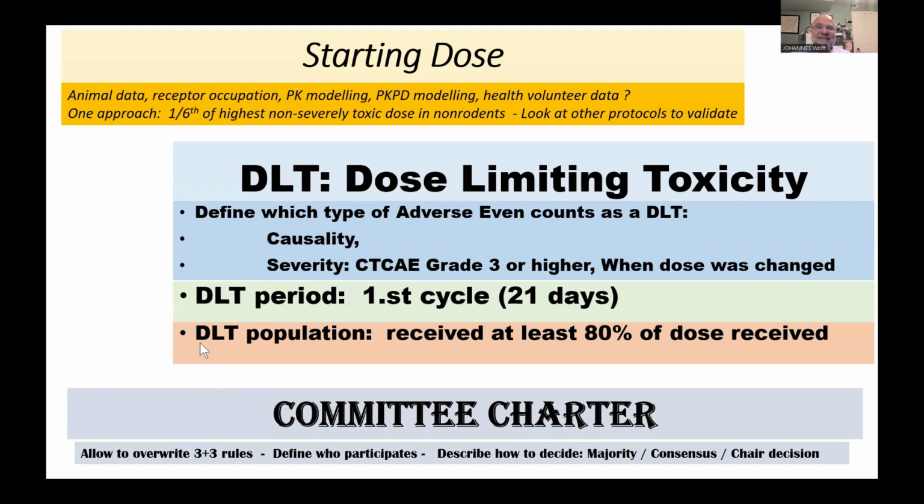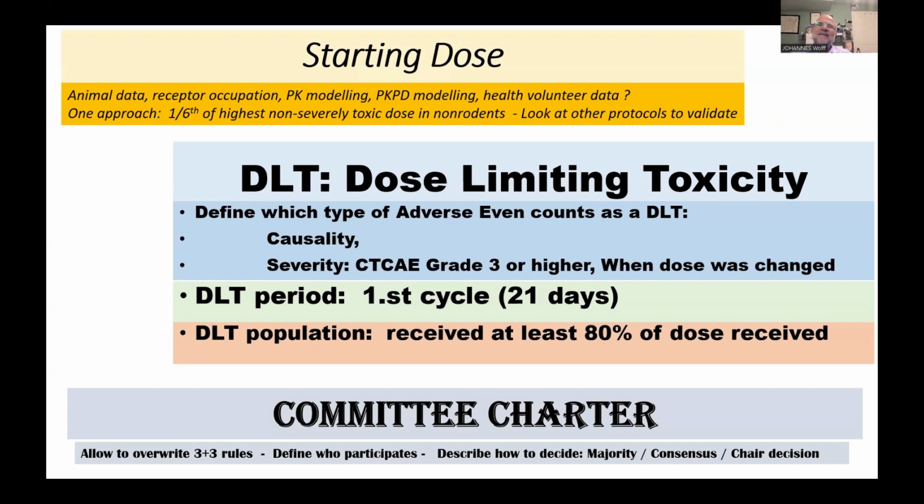And then there is the DLT population. Who counts as being a patient among the three of a 3+3 design? Obviously, any patient who has experienced a DLT within the DLT period will have to be counted, regardless how much drug that patient got. But what about the others, those that were treated but did not experience dose-limiting toxicity? Well, if they had all of the drug, then they count. But what if they only got some of the drug?